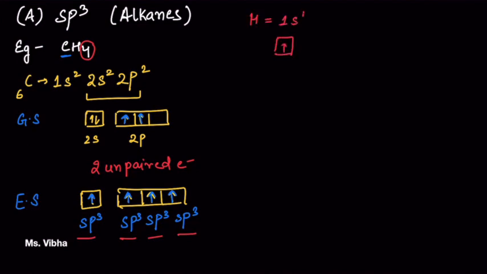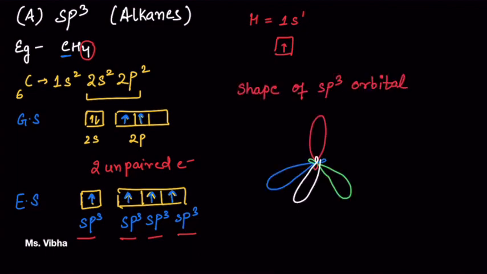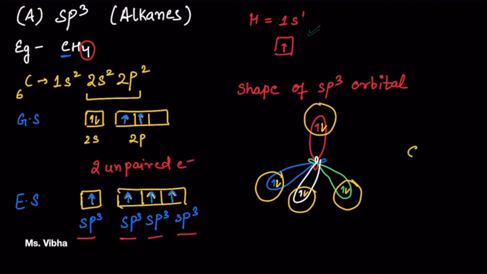And since we know the shape of the sp3 orbital is tetrahedral, this is the shape of the sp3 orbital in which we have unpaired electrons, which will be overlapped by the 1s orbital of hydrogen, which is spherical in shape, containing an unpaired electron. So this is the shape of methane, or we can draw it like this. And this shape is known as a regular tetrahedron.